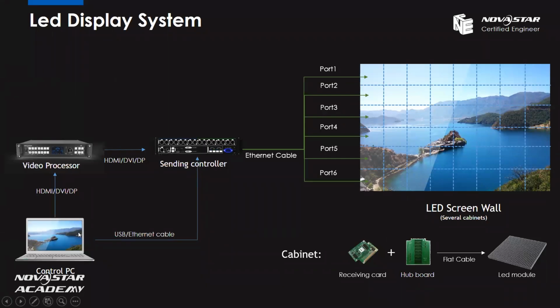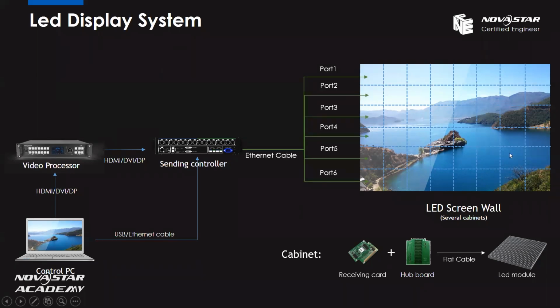At the same time, the control computer needs to provide the video source to the sending controller. Sometimes we need a video processor to deal with the video source before providing it to the sending controller, such as the scaling function or the rotating function. And then the sending controller is connected to the LED display through Ethernet cables from different output ports.